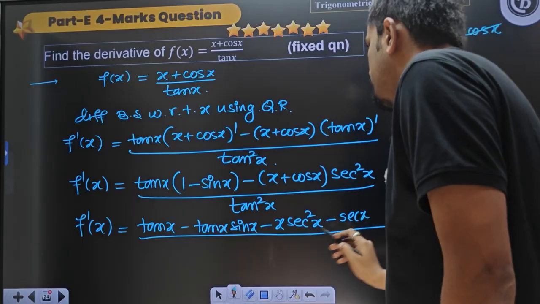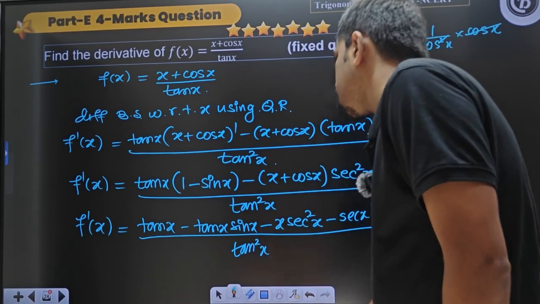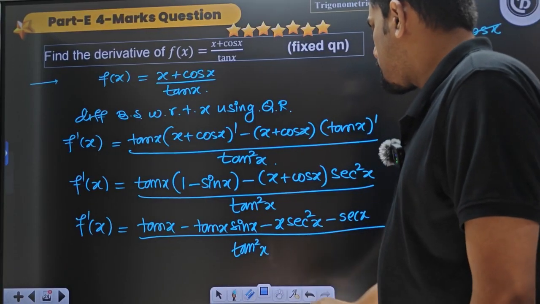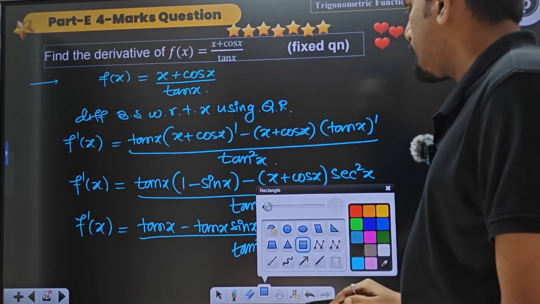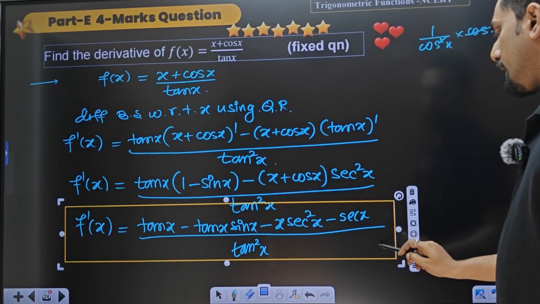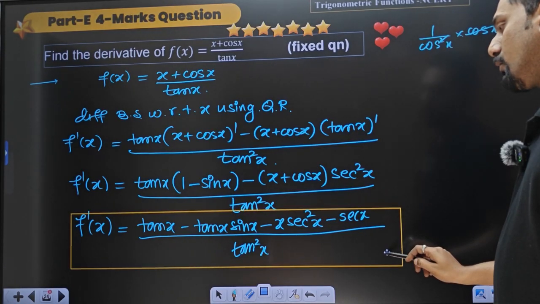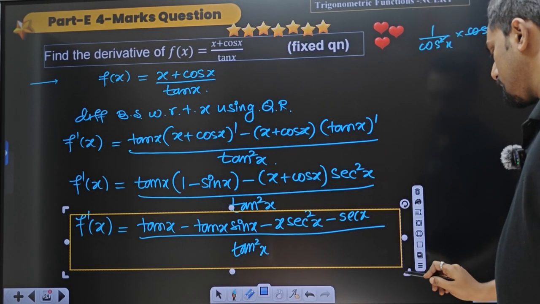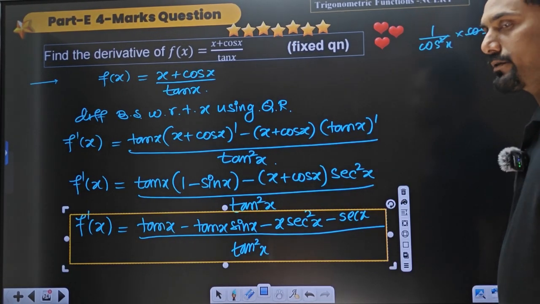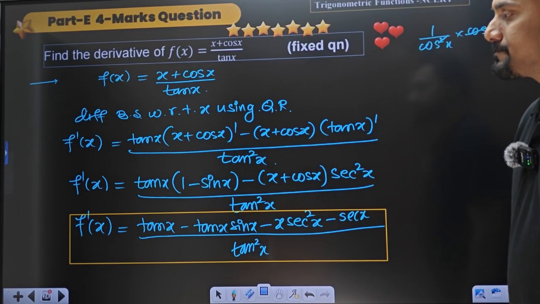Divided by tan square x. And this is the required derivative of the given function. Okay, if you write this much, then you are going to get 4 out of 4 marks for sure. There is no doubt about it. Okay, pause the video and note down the answer.